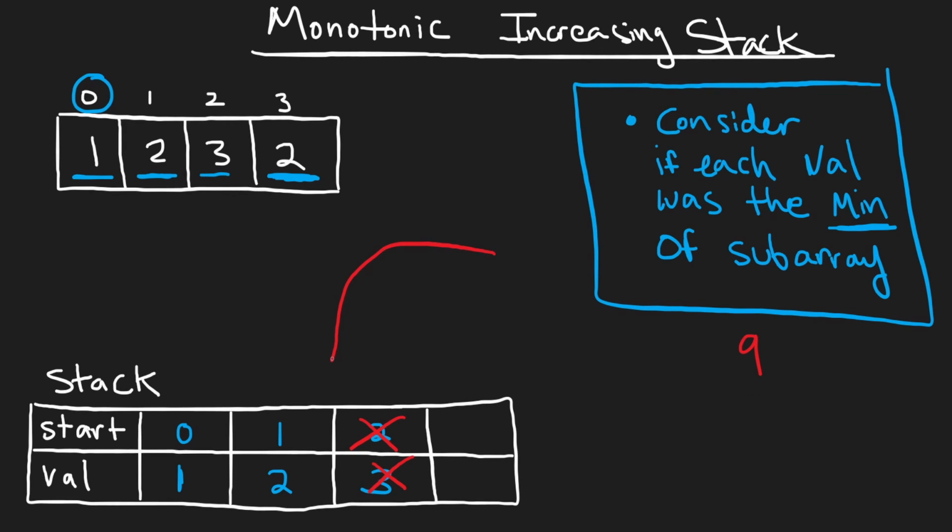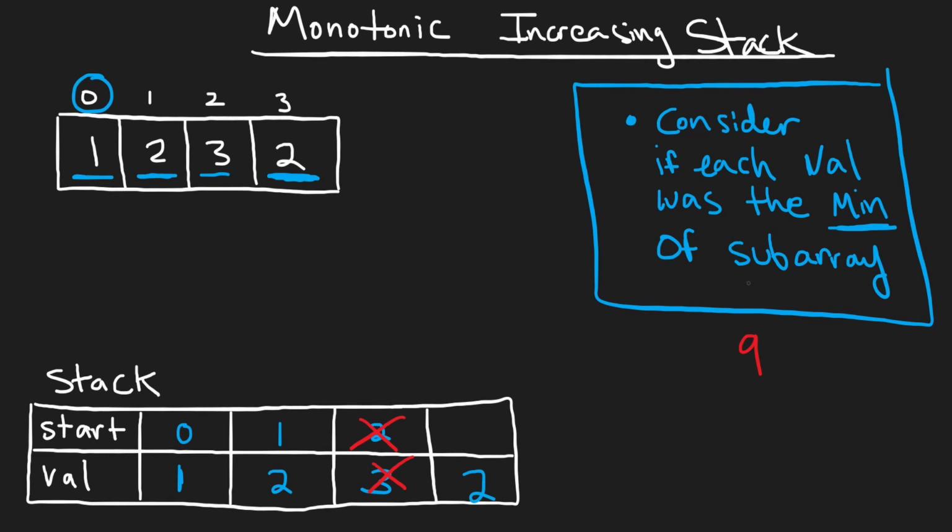Now, once again, we're going to look at our stack and see, is the top value in our stack greater than the value that we're looking at right now? It's not. It's equal, so that's perfectly fine. If it's equal, it can remain there. So now we're finally allowed to go ahead and put this value in our stack. So we're going to add 2 to the stack, and this value started at index 3. So am I going to add 3 as the start value to this stack?